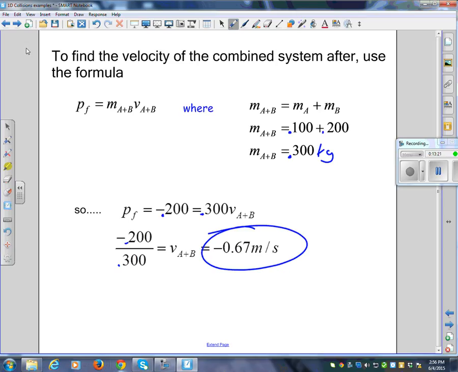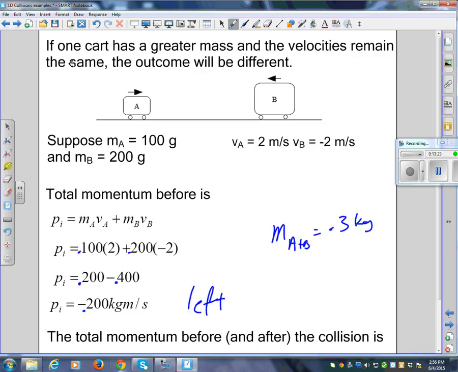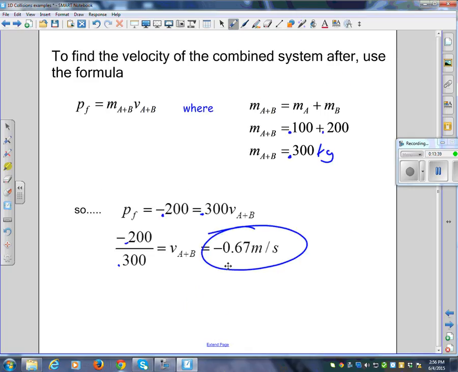Okay, so before, let's just go back here. One was moving to the right at 2 meters per second. The other one was moving to the left at -2. When they combine together, because of their mass, this guy had more velocity, so they overall end up going to the left at minus 0.67. Does that make sense?